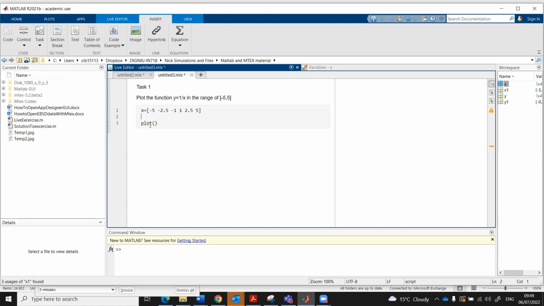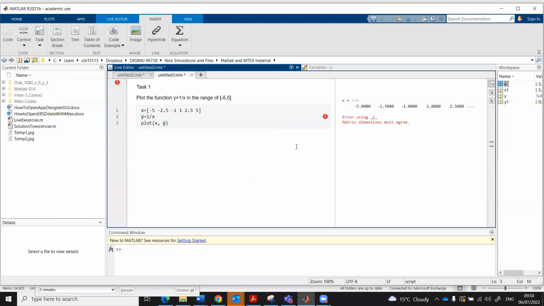Then for each x, I want to put a y value, and I want each value to be 1 divided by x. I can tell you in advance that this line number 2 will apparently make a problem for me. So let us see what happens when I try to make it. Here we are making x, comma, y. Okay, I'm trying to perform this command.